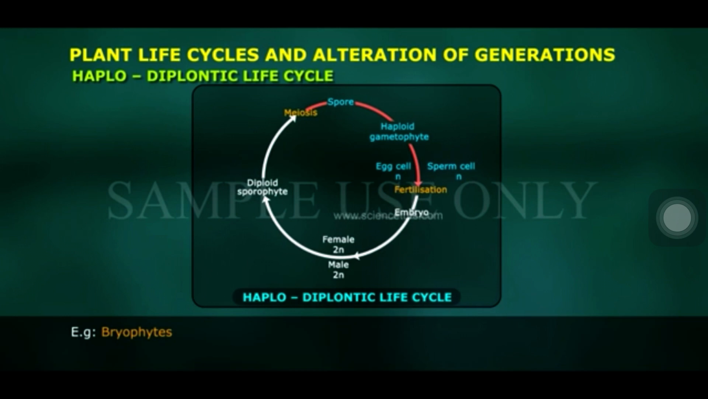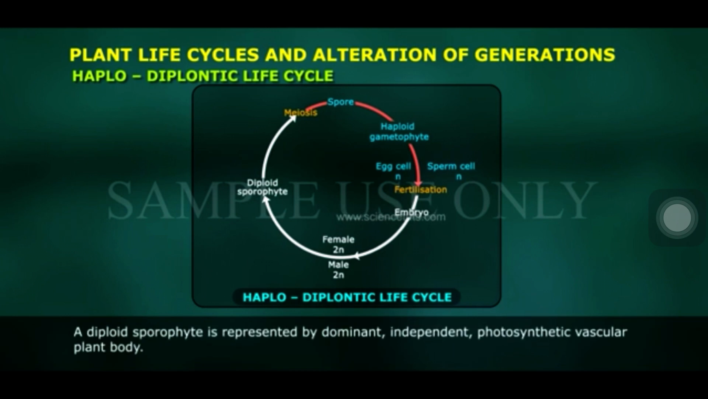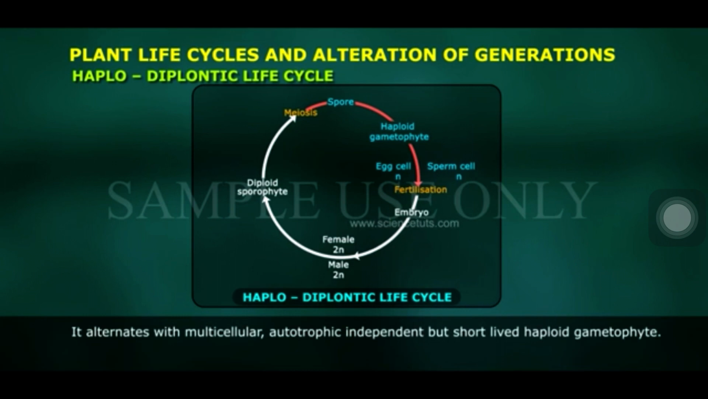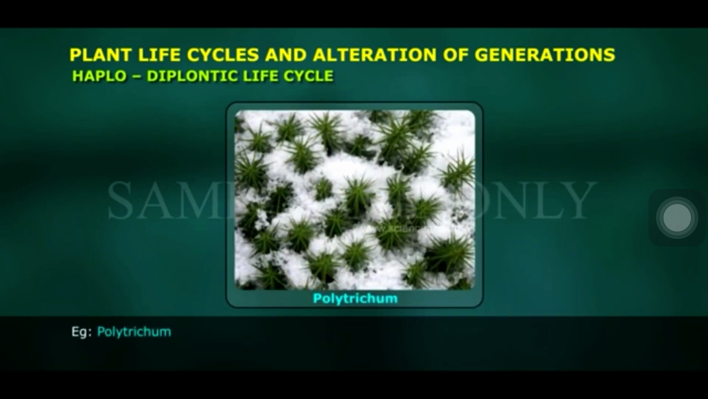Example: Bryophytes. In pteridophytes, the diploid sporophyte is represented by a dominant, independent, photosynthetic vascular plant body. It alternates with a multicellular, autotrophic, independent but short-lived haploid gametophyte. Example: Polytrichum.